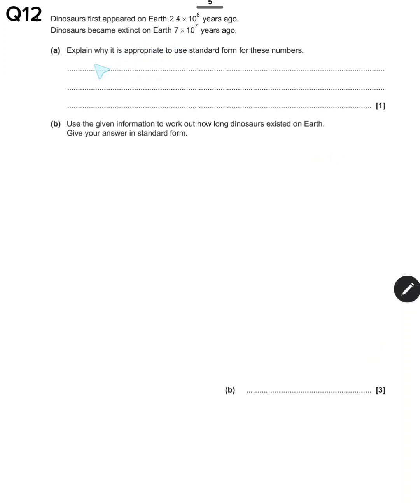Question 3, we've got some standard form work to do. It's talking about dinosaurs appearing on the earth and becoming extinct. Why are we using standard form? Simple reason. You're dealing with big numbers. Extremely long time ago, we're going to use standard form rather than write out all the zeros involved in that number. Part B says, how long were dinosaurs on the earth for?